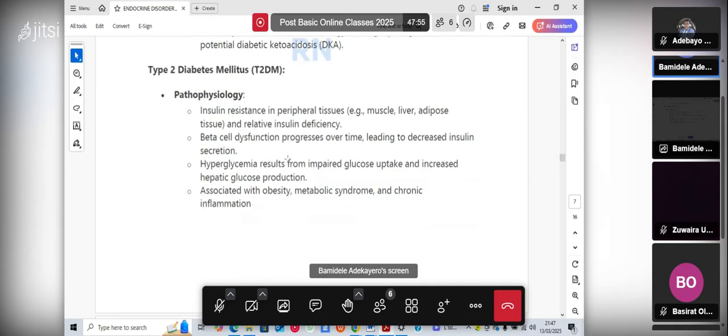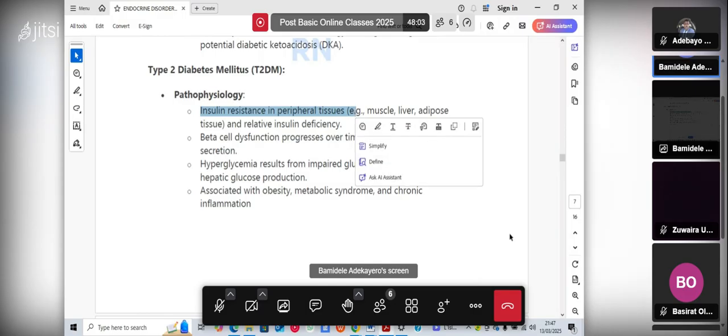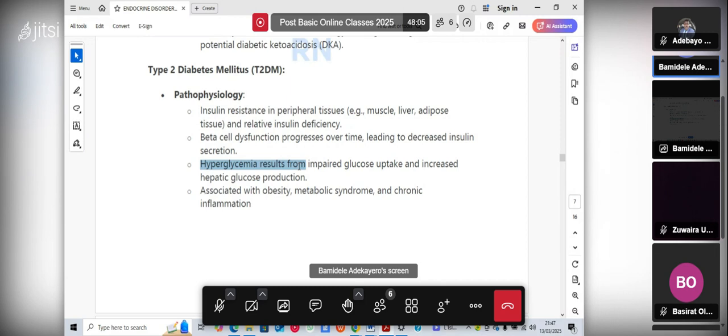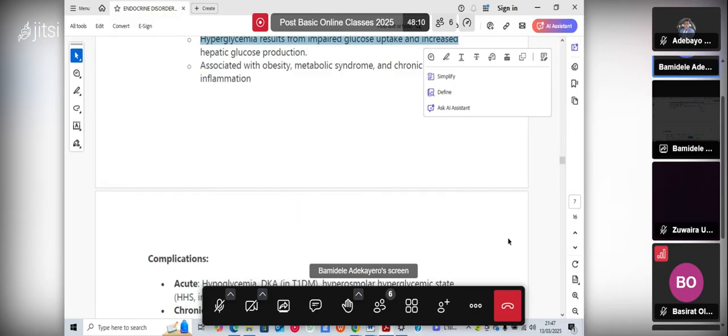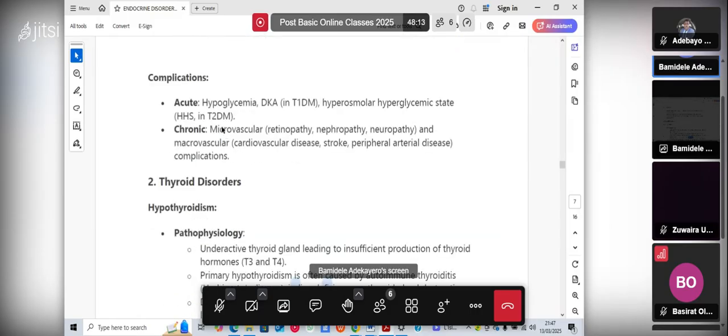And then again, in type 2 diabetes mellitus, there is insulin, but there's insulin resistance in the tissue. So the hyperglycemia results from impaired glucose uptake. That is what causes type 2. And the complications are a lot. It affects all parts of the body. It could cause diabetic ketoacidosis, mostly in type 1. It could cause hyperosmolar hyperglycemic state, mostly in type 2.